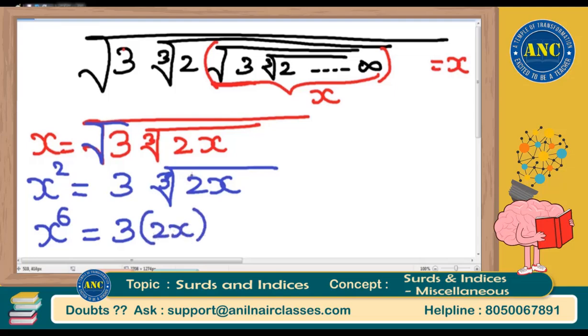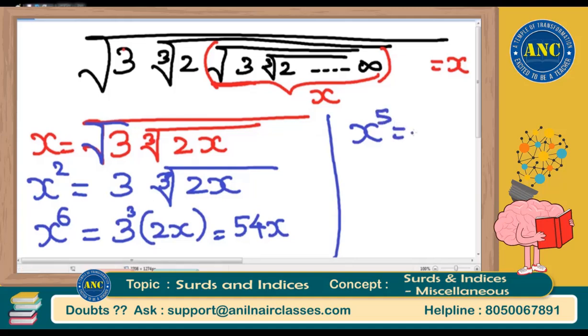3 cube is 27, so 27 into 2x, which is 54x. So x power 6 is equal to 54x. X power 5 is equal to 54. X value is what I require. 54 to the power of 1 by 5. The answer for this question is 54 to the power of 1 by 5.